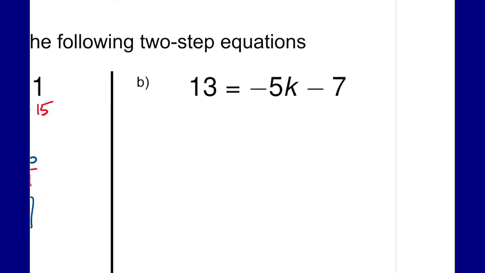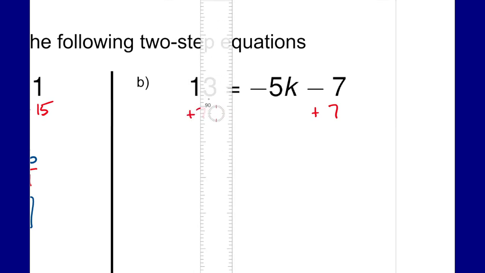For the next one, 13 equals negative 5k minus 7. So again, I want to cancel out my separate term, which is this minus 7. So to cancel out minus 7, I have to add 7. I need to do the same thing to the other side to keep it balanced. So I'm going to add 7 to the other side.